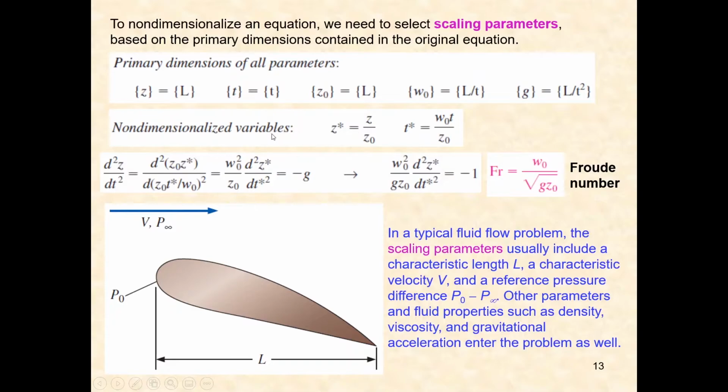So these are the non-dimensional variables for the vertical location and for time: the non-dimensional height and non-dimensional time, where the non-dimensional height is equal to z over z naught. The parameters up here will be dividing themselves to cancel out the dimensions.